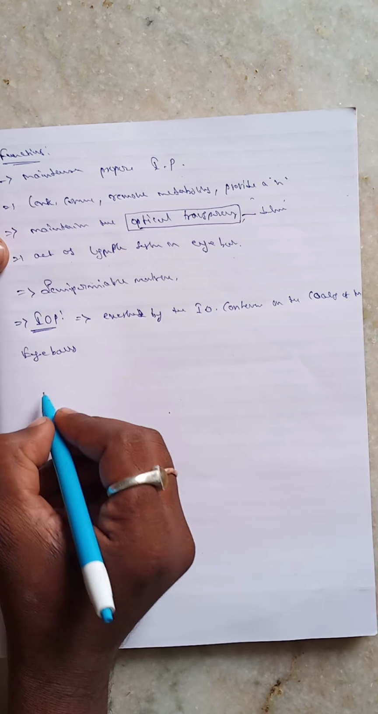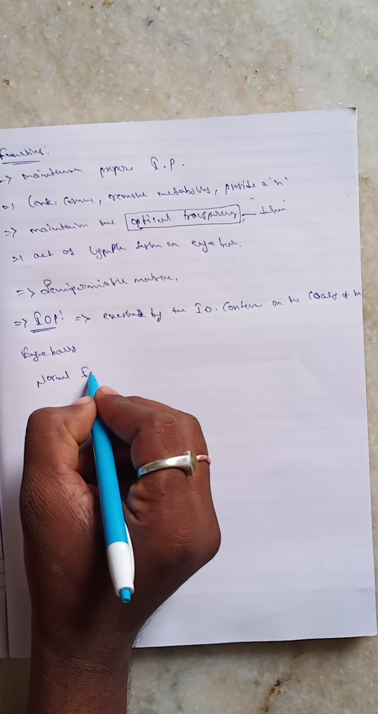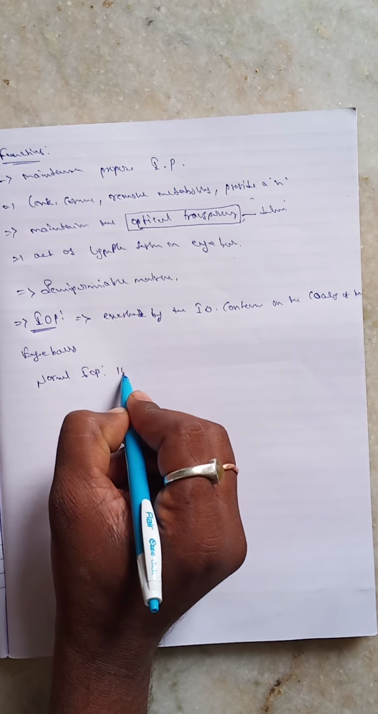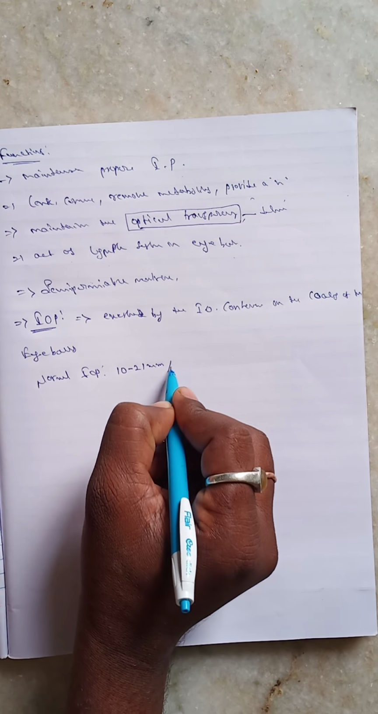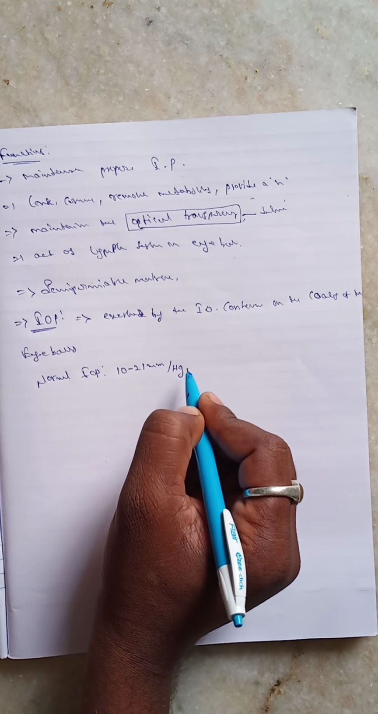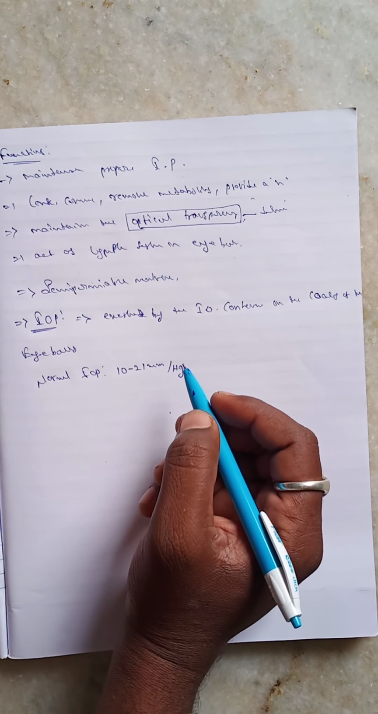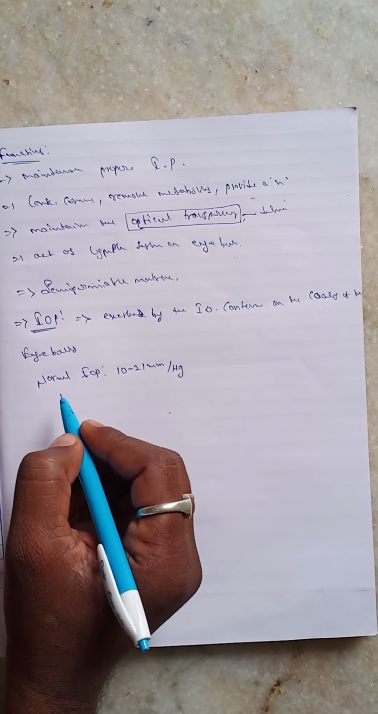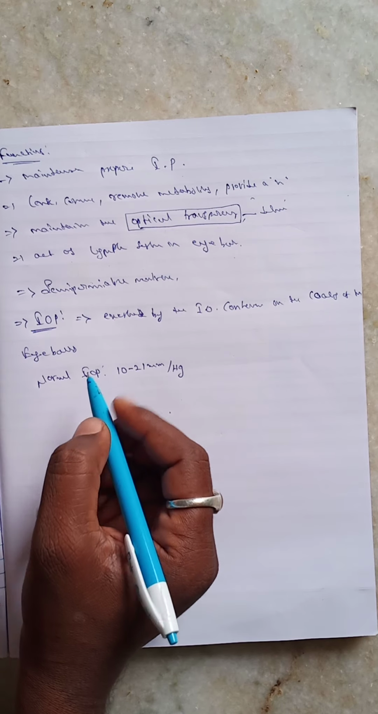What is the normal intraocular pressure? The normal intraocular pressure is 10 to 21 mm Hg. The IOP is essentially maintained by the dynamic equilibrium between the formation and outflow of the aqueous humor.